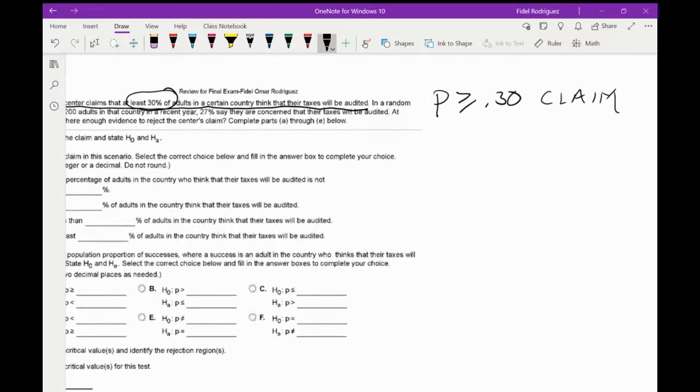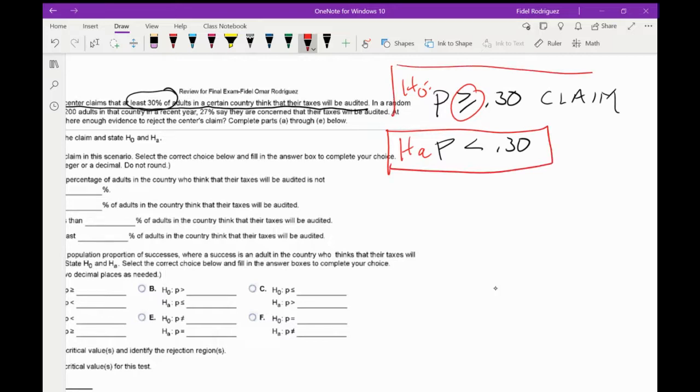So guys, the opposite of saying P is bigger than or equal to 0.30 would be P is less than 0.30. Now we need to figure out which is our null and which is our alternate. So the null always has the equal to part, and so this is going to be my alternate.